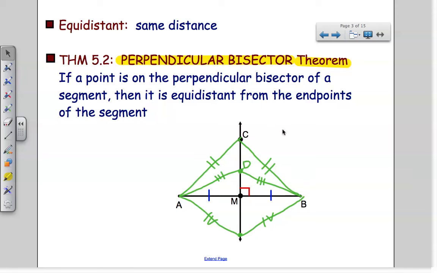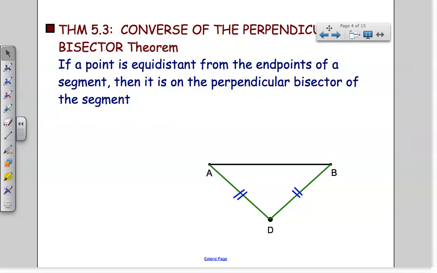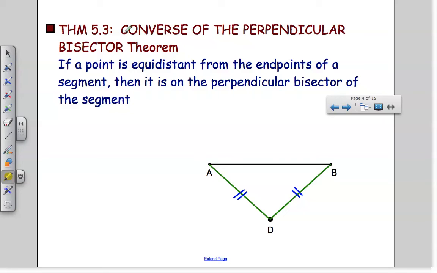This is a really powerful theorem. It tells you a lot and it will help you discover a lot. Perpendicular bisectors are very awesome. Any point is equidistant to the two endpoints. This is just the converse of the perpendicular bisector theorem. Remember that converse switches around the if and then of a conditional statement.